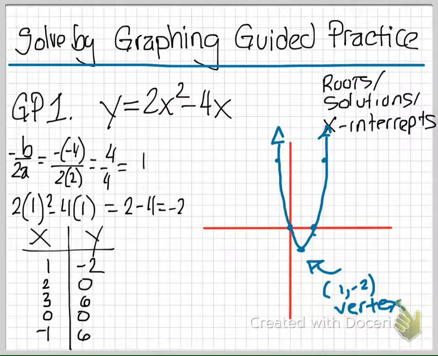And then you have to recognize right here and right here, these are where my quadratic crosses the x-axis. This is where x is equal to 2, and right here is where x is equal to 0. So those are my two solutions, 0 and 2. Go ahead and pause the video if you need to continue copying that down. Otherwise, we'll have guided practice problem number 2.